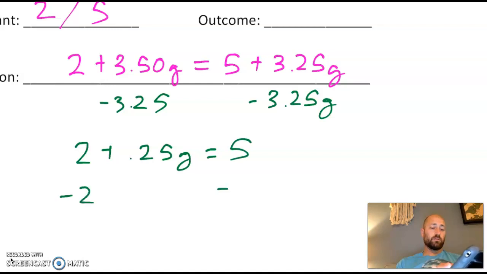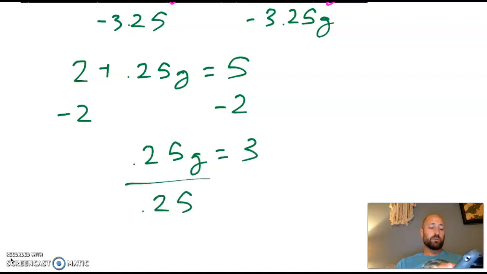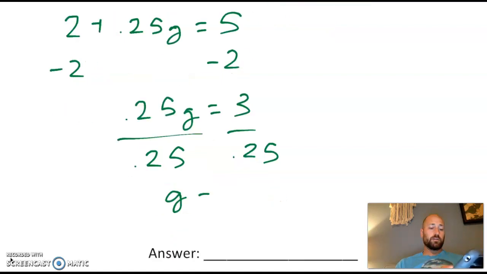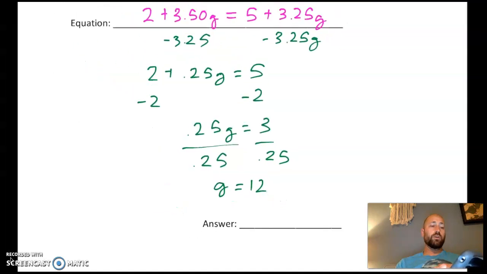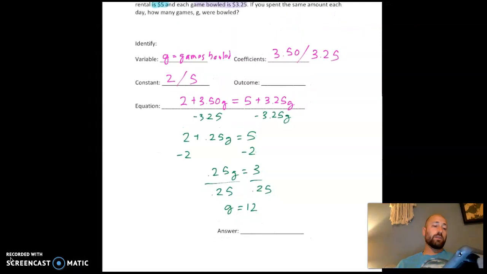Now I'm using my inverse operation. Continue with inverse operations to get 0.25g is equal to 3. And finally, divide by 25 cents. So G is equal to 12. What does that mean? The question was, how many games were bowled when they played the same amount?